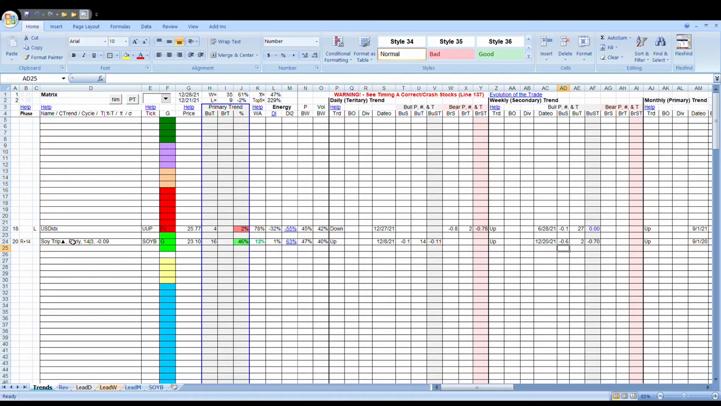I also included the dollar index before I close this out. We can talk about this a little bit. The dollar is no longer in triple alignment. It's down on the daily.